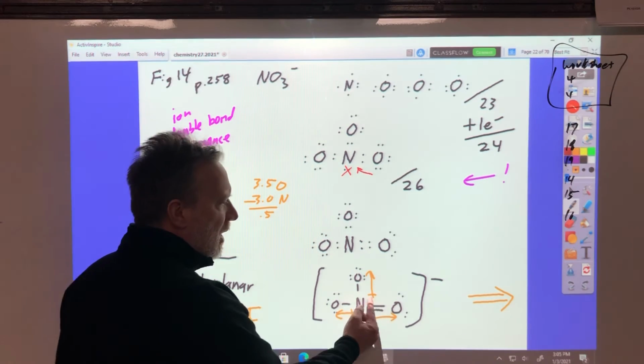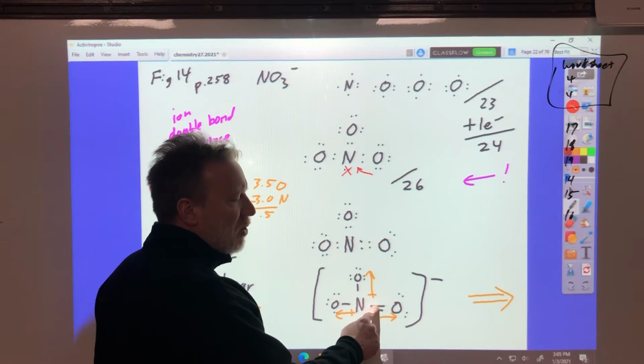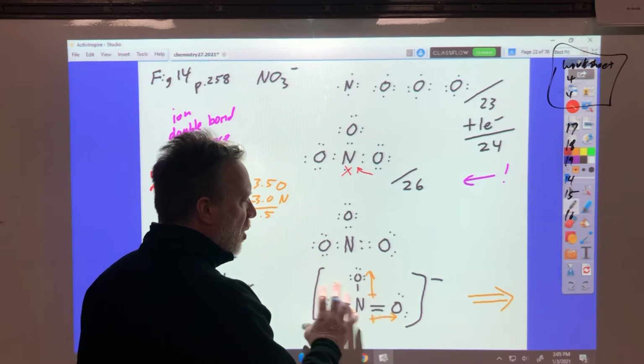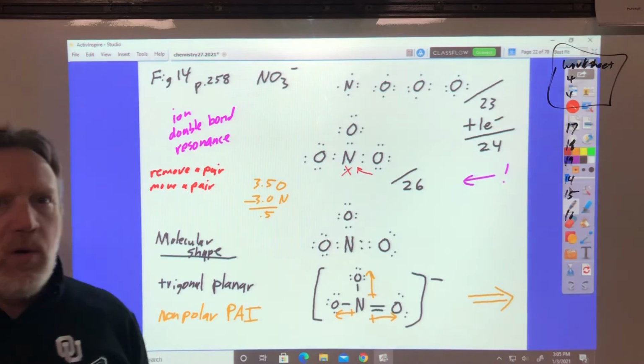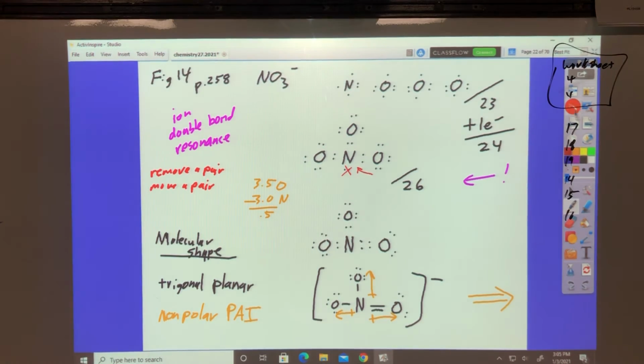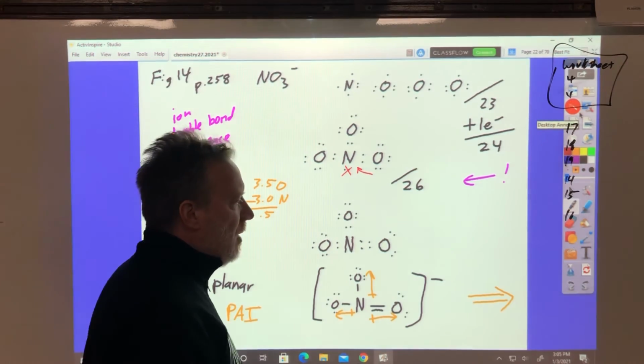So dipole that way, dipole that way, dipole that one. That one kind of counts twice, but it's shorter. You know, so is it polar or not polar? You could argue either way with that, but I'm going to argue nonpolar. Another reason to argue nonpolar is this one is in resonance.